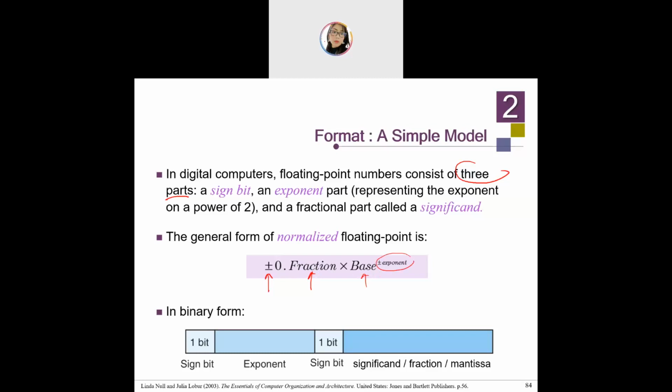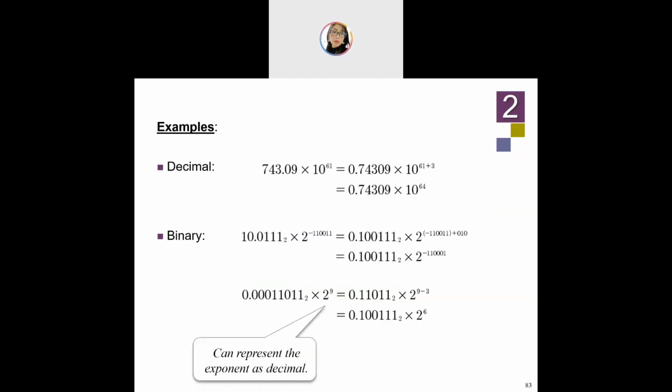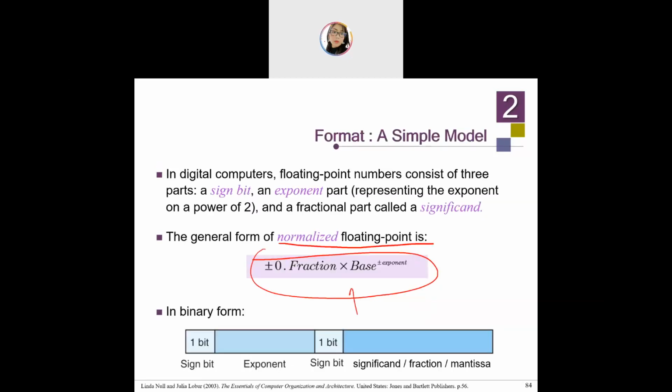So the general form of a normalized floating point number is like this, which is similar to the ones that you just learned. You have this positive or negative sign. You have the normalized number starting from 0. After that will be non-zero, and you're going to have the base and exponent. Okay, then this is the format.